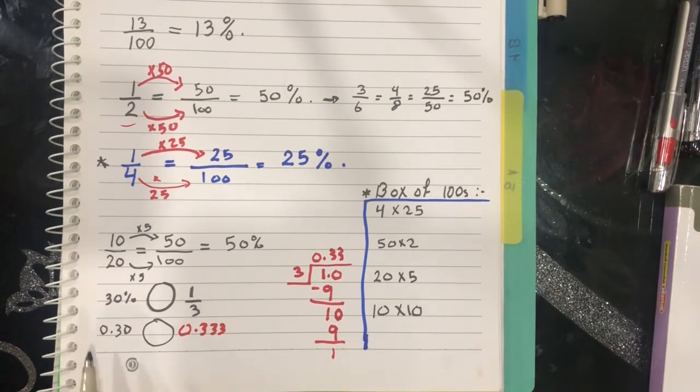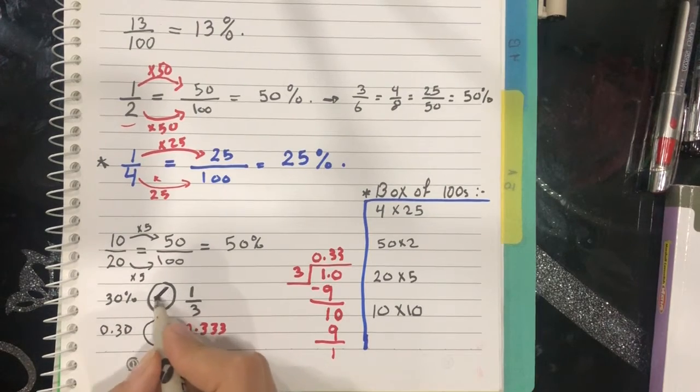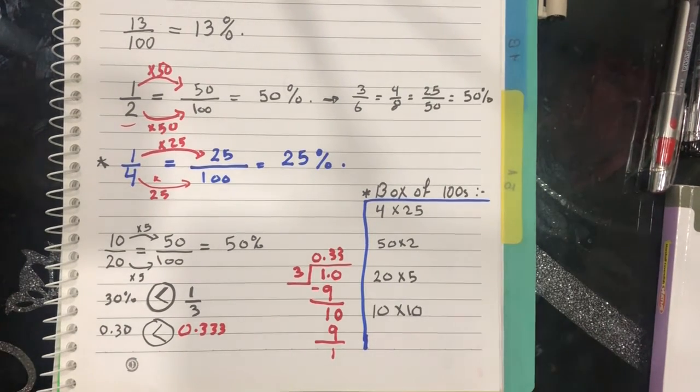Now, if I'm asking you which one is greater, you will compare both numbers starting from the left. 0, 0, decimal point, 3, 3, 0, 3. So this is bigger or larger. So 1 out of 3 is larger than 30%.